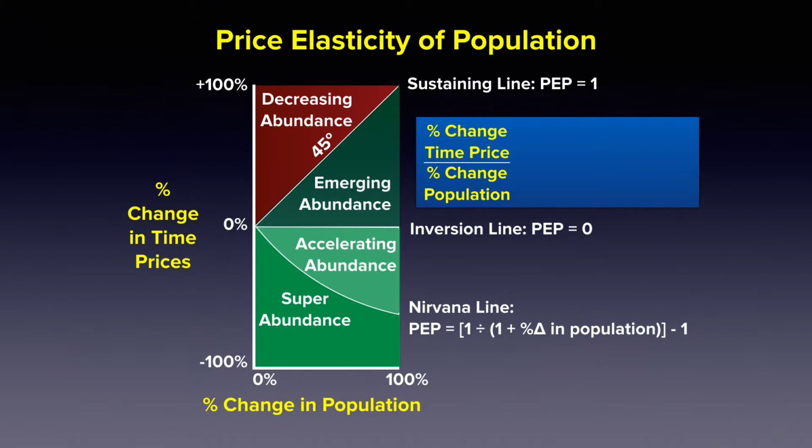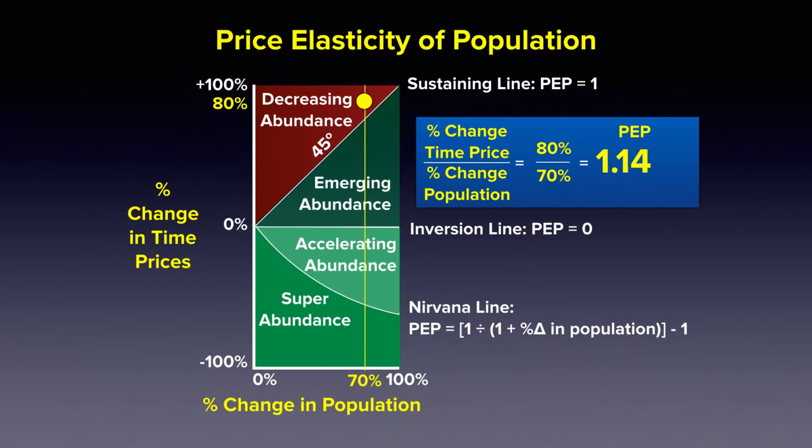Let's take a look at how this would work with an example. So let's assume that population increased 70%. So we would draw our change in population line at 70%. And let's just see how this equation works as we begin to look at different changes in prices. So remember, the equation is the percentage change in time price over the percentage change in population. So our denominator in this case would be 70%. So let's assume we were at this location where prices were actually increasing at 80%. Our equation would be 80% over 70%, or the PEP in this case would be 1.14. We would be experiencing decreasing abundance.